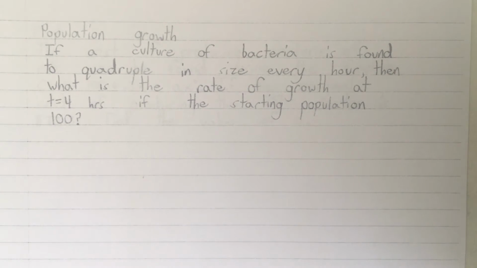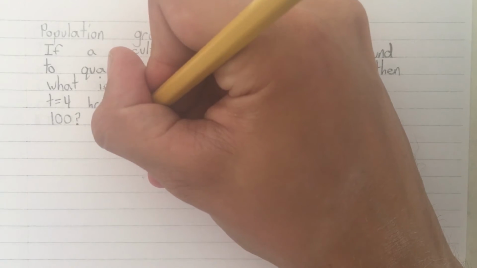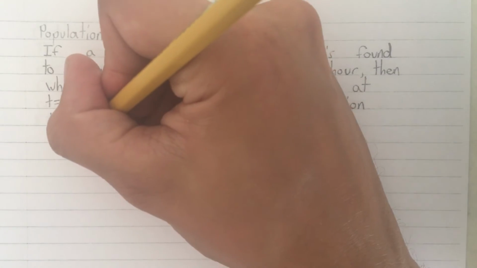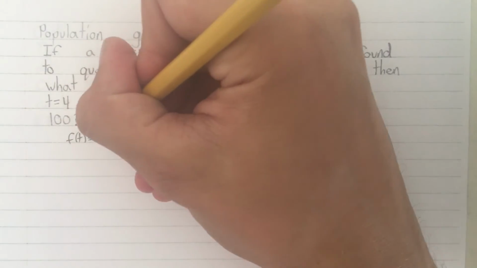Alright, so now we're going to talk about one of the big ways it's used in biology, which is measuring population growth at a certain instant. So if a culture of bacteria is found to quadruple in size every hour, then what's the rate of growth at time equals 4 hours if the starting population was 100, right? So we know that we have a function where it quadruples every hour or so. So 4 to the x should solve that, right? And then we're going to multiply it by the starting population, which is 100. And so we have f of t equals 4 to the t times 100.